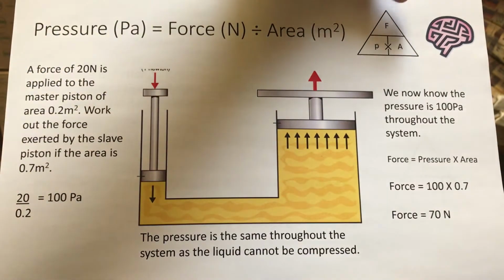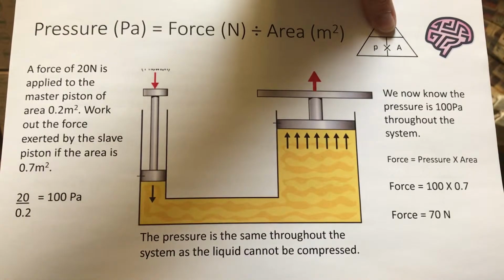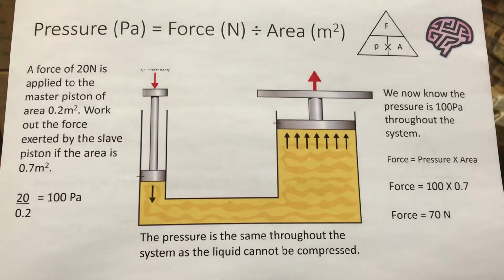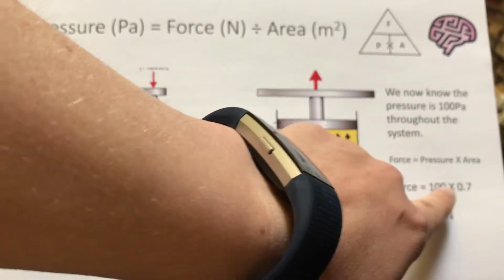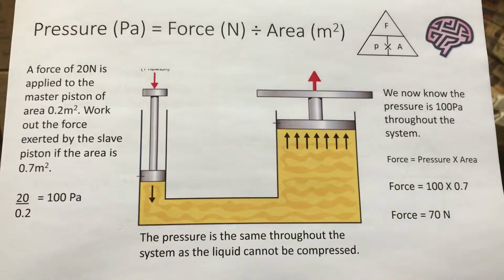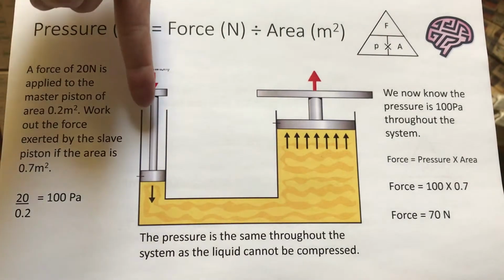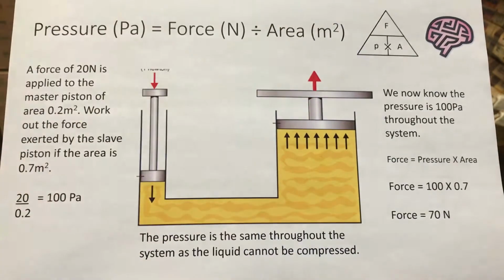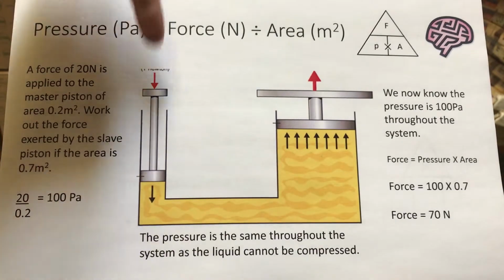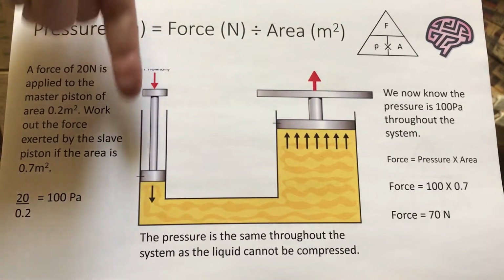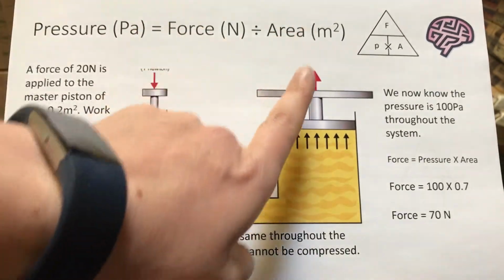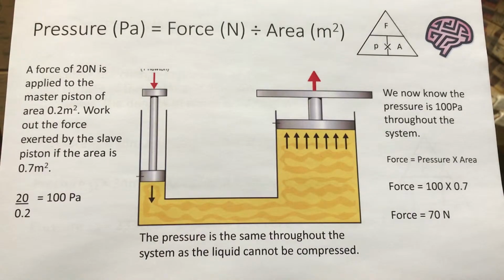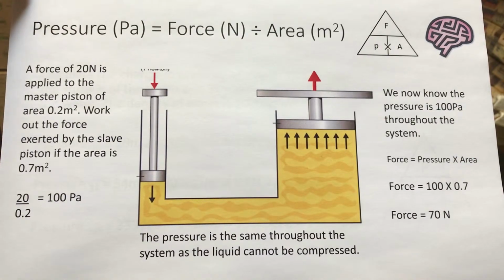Go back to my formula triangle. Force is pressure times area. The pressure was 100, the new area 0.7. Multiply those together and we get 70 newtons. So 20 newtons goes in and 70 newtons is exerted by the slave piston, comes out of it. So with a relatively small force, the force of us pushing our foot on the brake, we can get a big force in the brake discs of the car. So that's our first look at the first equation. Pressure is force divided by area.